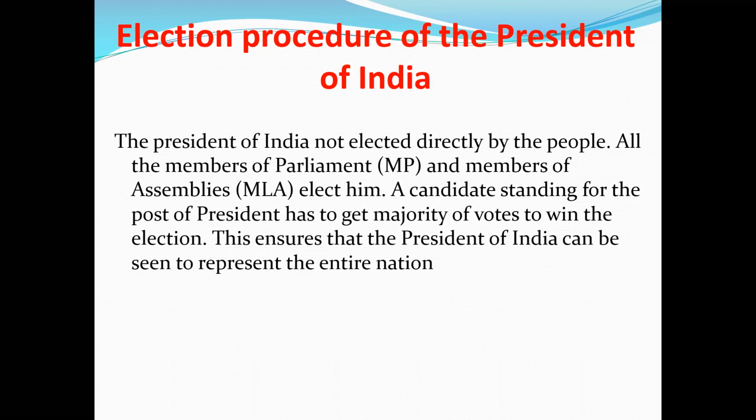A candidate standing for the post of President has to get a majority of votes to win the election. जिसको ज्यादा वोट मिलेगा, so this person is elected as the President of India. This ensures that the President of India can be seen to represent the entire nation, because we are also aware that the President of India is the first person of the nation.